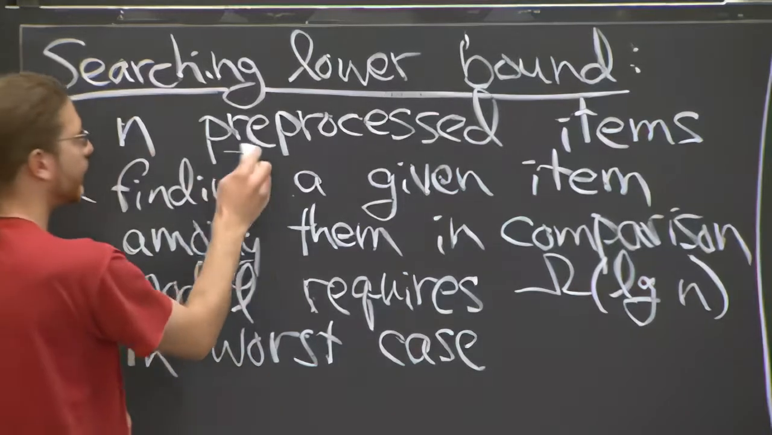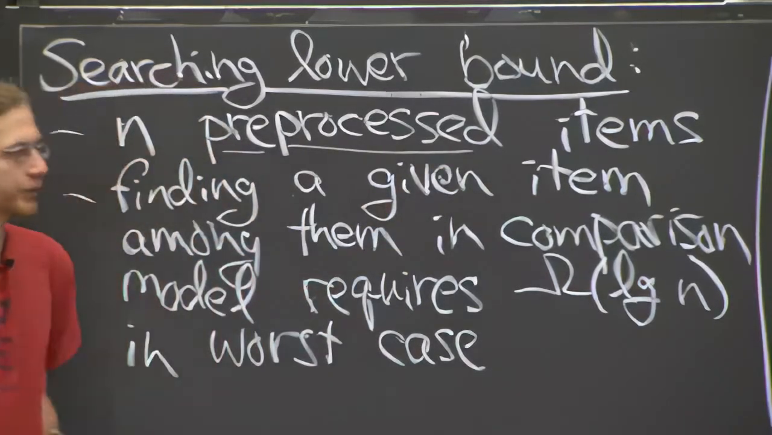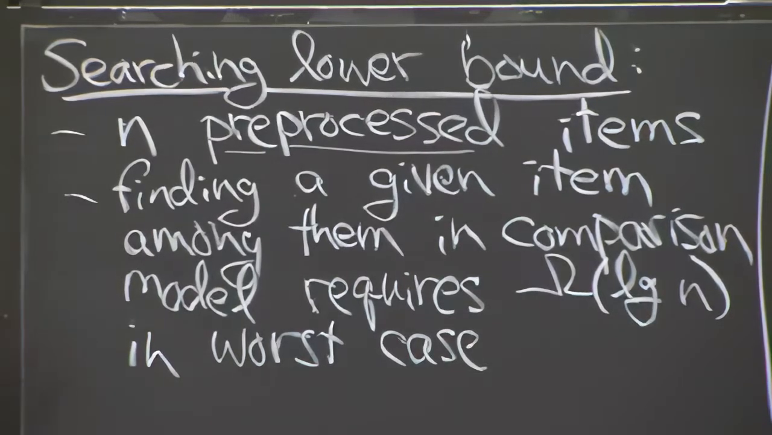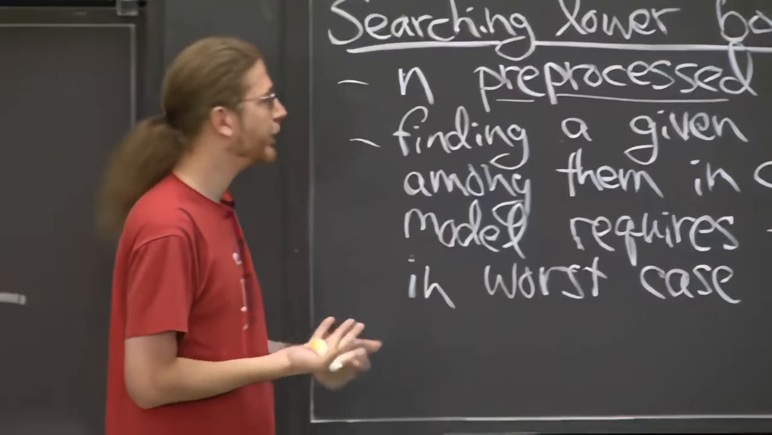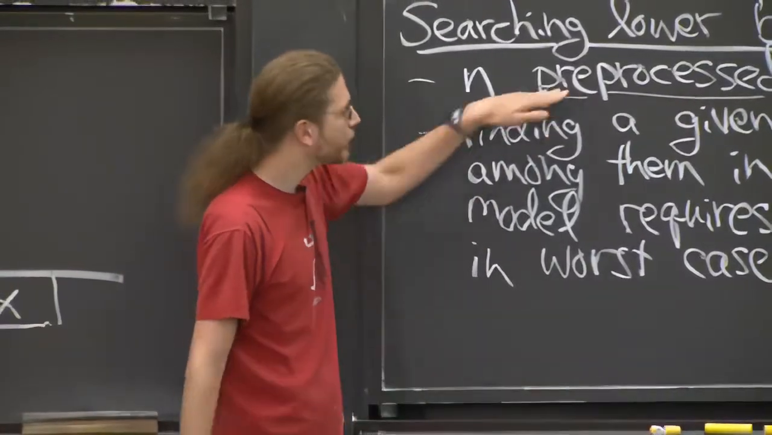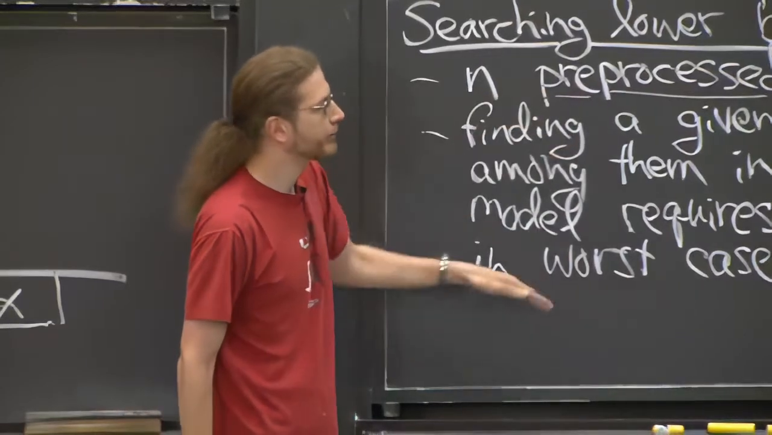I mentioned here that the items are pre-processed to mean you could do whatever you want with the items ahead of time. That's for free. So I can sort them in particular, which lets me do binary search. I could build them into an AVL tree. I could do lots of things. But no matter what I do, to find another item takes log n time.